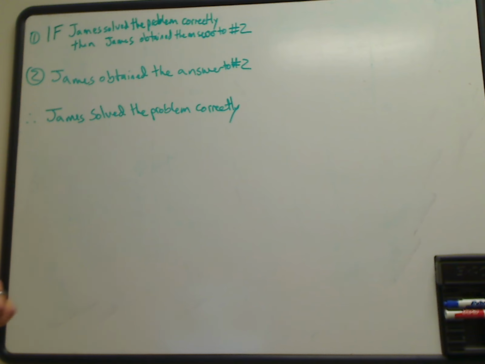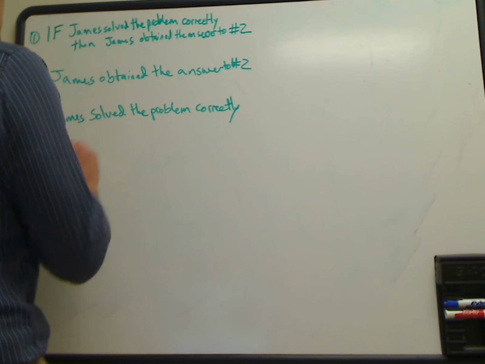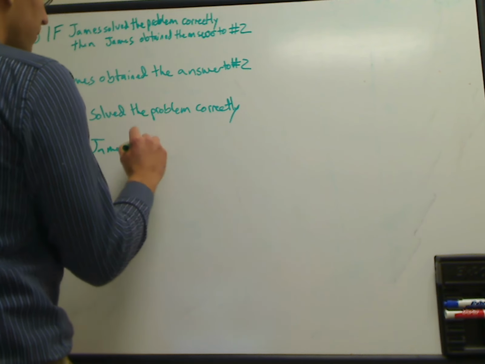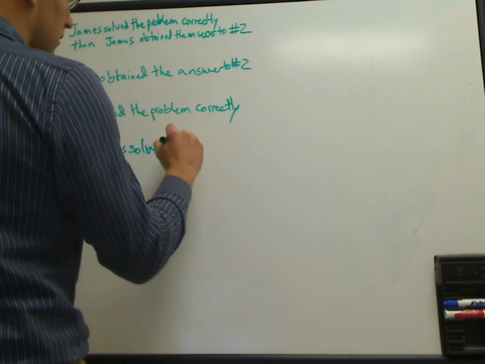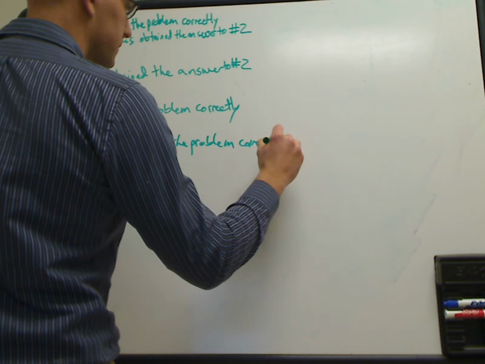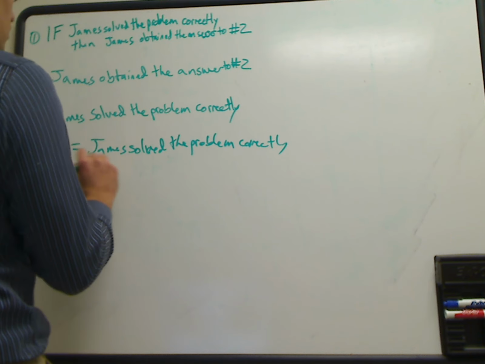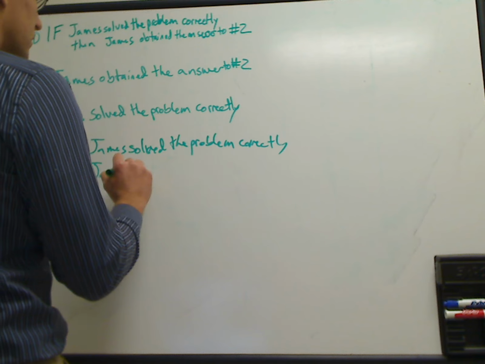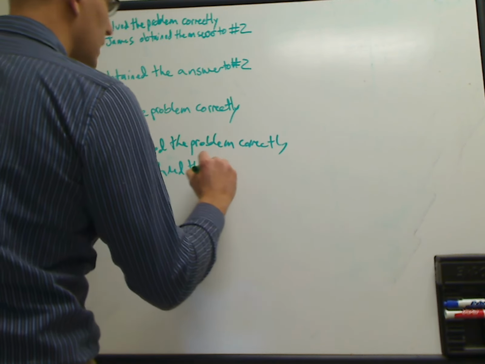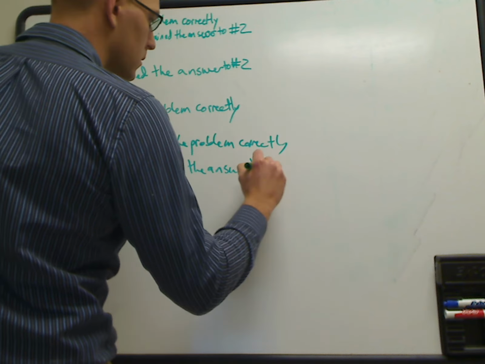So the first step to analyzing this symbolically is to translate this into symbols. So we need to have symbols to make this work. So let's say P is equal to James solved the problem correctly. And let's let Q equal James obtained the answer to number 2.